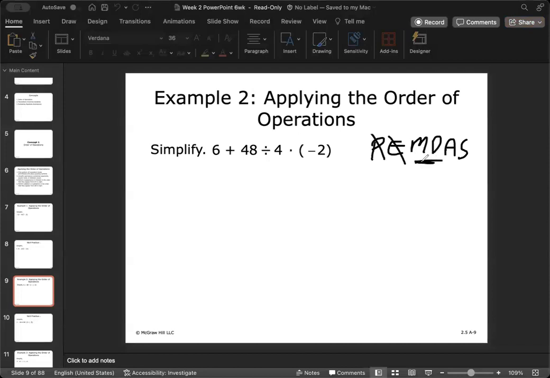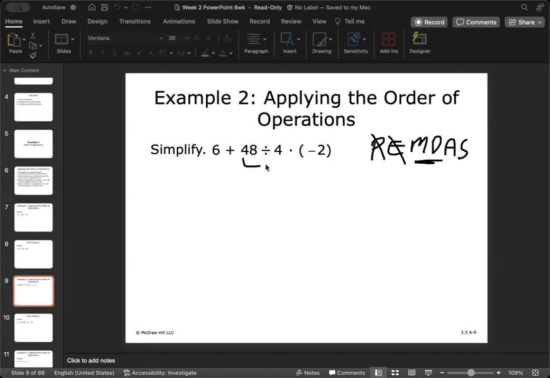Multiply, divide. Do we have multiplication and division? Here we have both. There's multiplication right here between the 4 and the -2, and we have division right here between the 48 and the 4. So do we do multiply first and then division? The answer is no. Remember the rule: you do the multiplication and division as it appears from left to right. So look through the problem, go left to right, and you do the multiplication or division as you hit it. Here, the first thing we come across is the division. That's the thing we're going to do first.